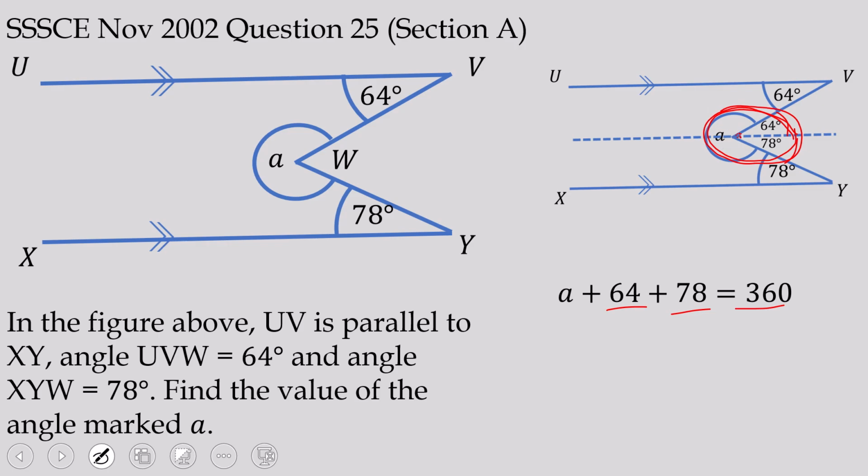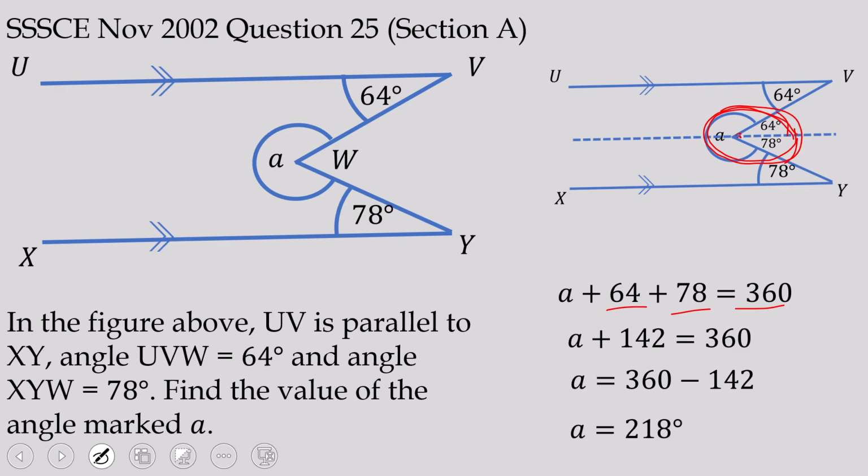So now from here I can add the 64 and the 78 to get 142 that I subtract to solve for my A. When I solve for A, I get A is equal to 218 degrees. So that is going to be the answer for this question.